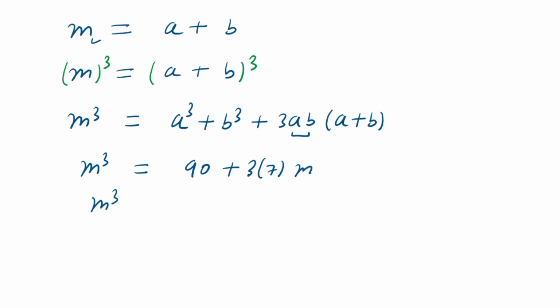Then m cube equals 90 plus 3 times 7, which is 21m. If we take all the expressions to the same side, then m cube minus 21m minus 90 equals 0. Here we have a cubic equation, m cube minus 21m minus 90 equals 0. So first we will factorize the left hand side.